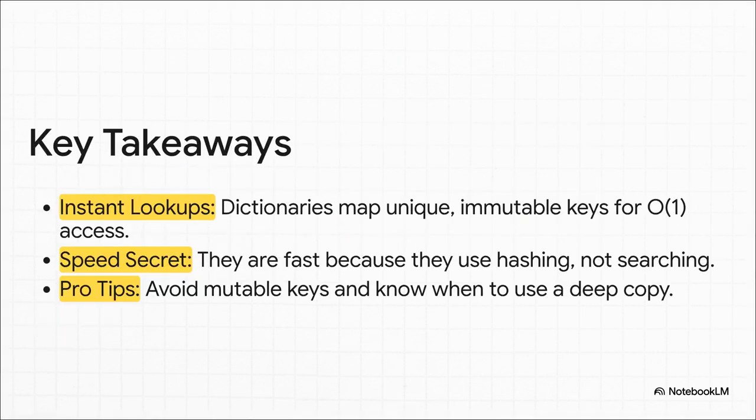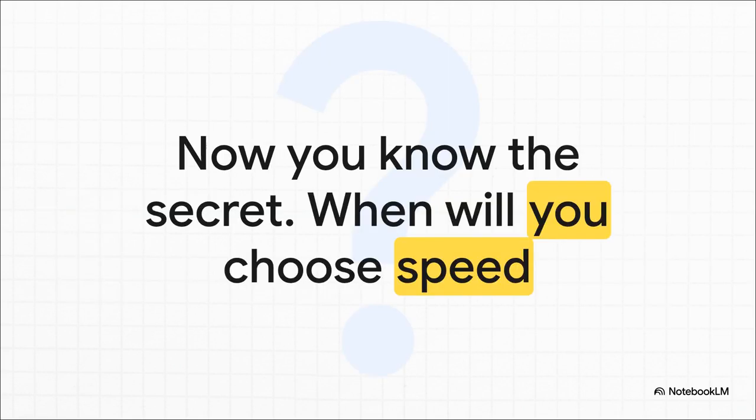Okay, so let's wrap this up. What are the big takeaways? First, dictionaries give you that instant O(1) lookup because they connect unique, unchangeable keys to values. Second, their incredible speed comes from hashing, from calculation, not from searching. And third, the pro moves to remember. Always use immutable keys and know when you need a deep copy to keep your data clean and avoid those weird side effects. So there you have it.